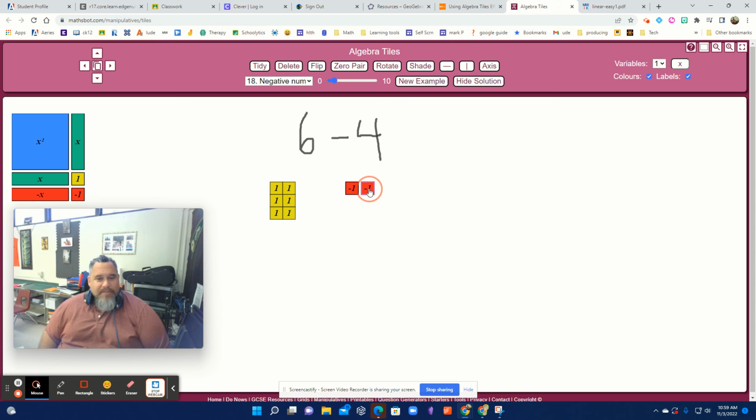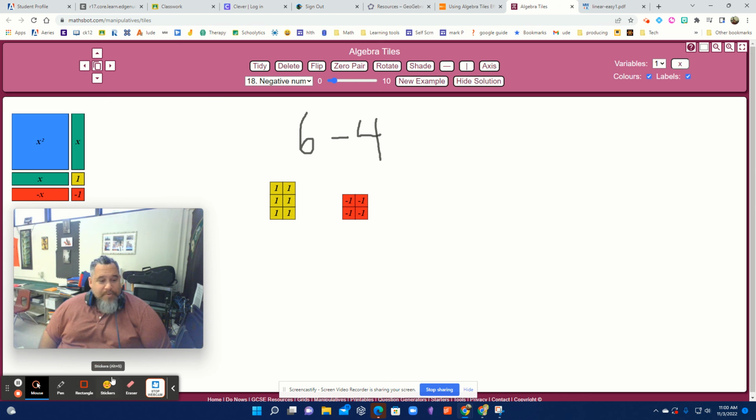-4 can look like this. And what I'm showing you is, having 4 negatives is the same as taking away 4. How can I prove that? Well, look, let's zero pair with these, right? So I highlighted all of it, and I'm zero pairing. Boom. There you go.